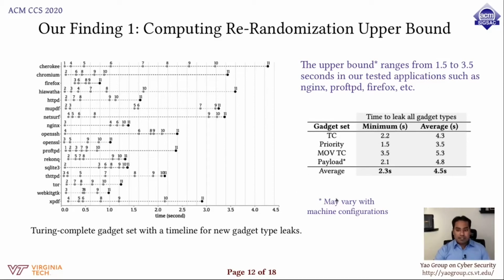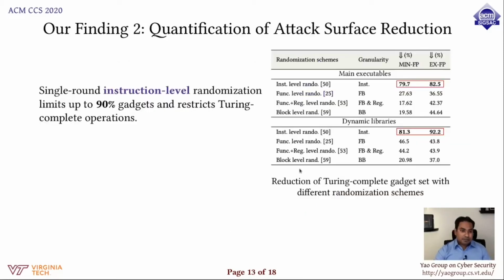We should note that this upper bound may vary with machine configurations. That is why we focus more on the methodology instead of the numbers. One can run this methodology on their machines to compute the best numbers for their machine.